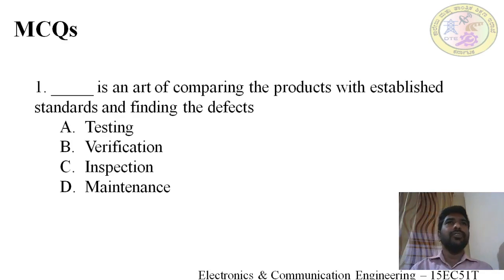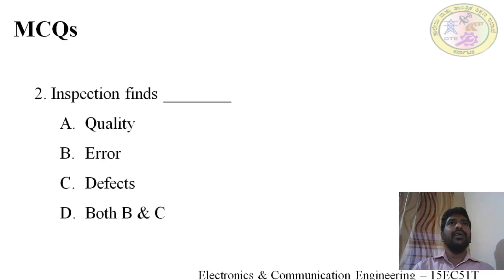The right answer for this question is inspection. This is the definition of inspection. Inspection is the art of comparing the product with the established standard and finding the defect. Second question: inspection finds dash: quality, error, defect, both B and C.